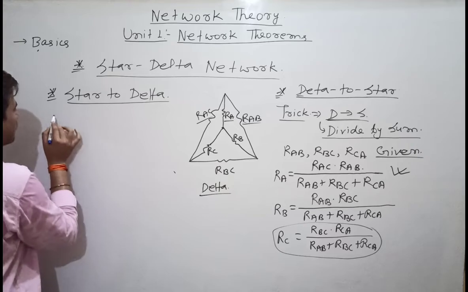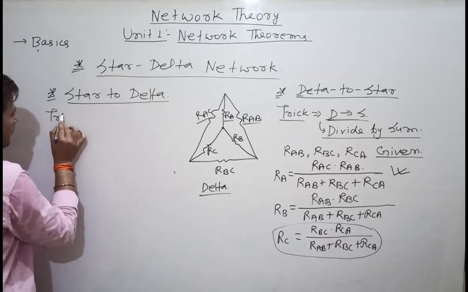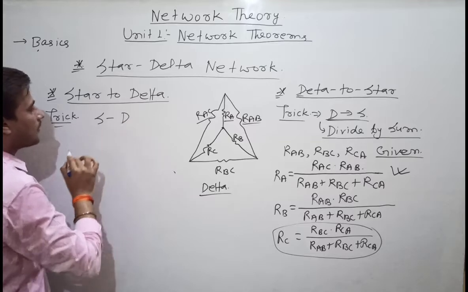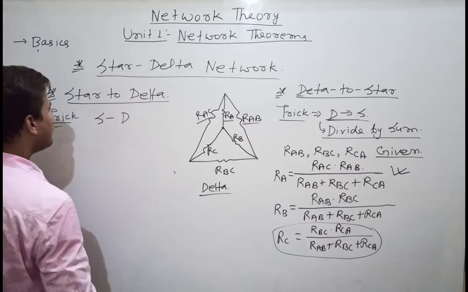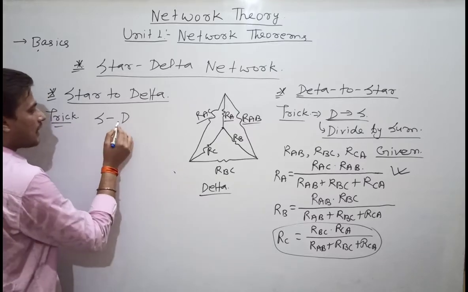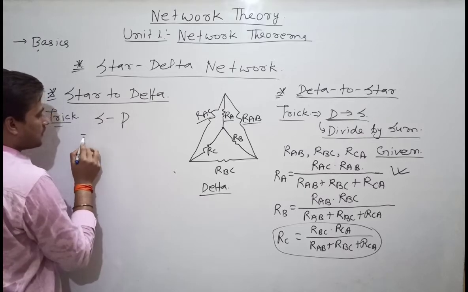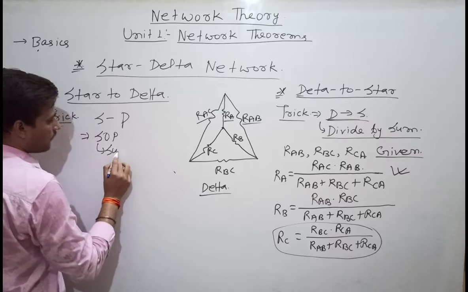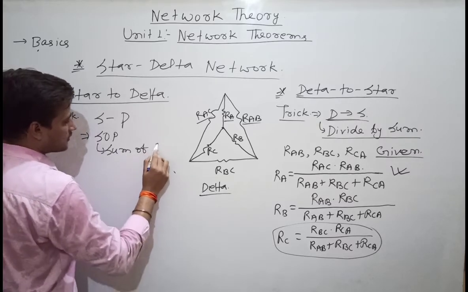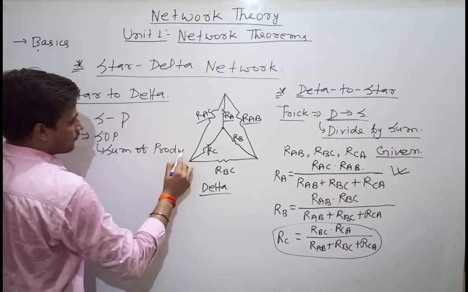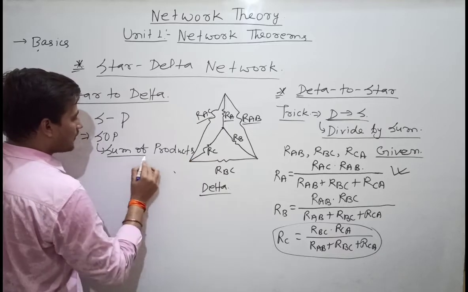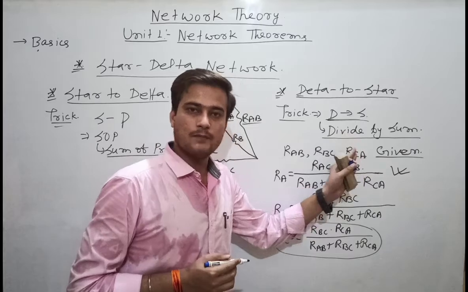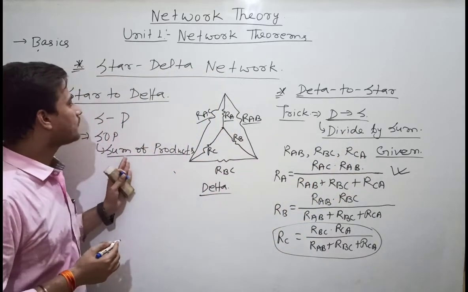First I am giving you a trick. S to D, S to D. So D you can write like P. SOP means sum of products. SOP, that means sum of products. So here the trick is divide by sum. Here the trick is sum of products.